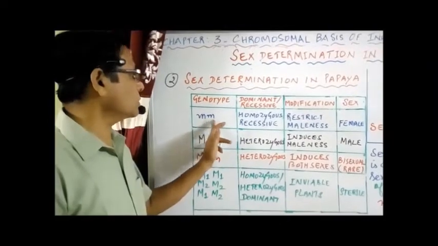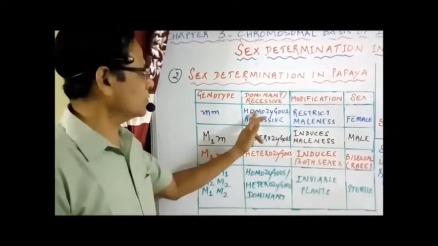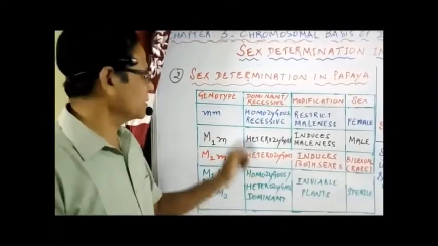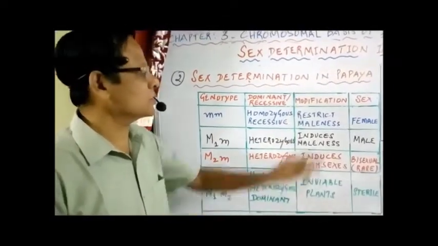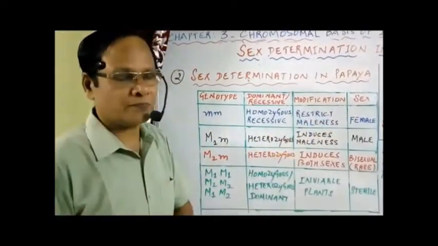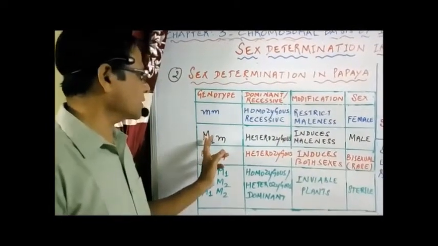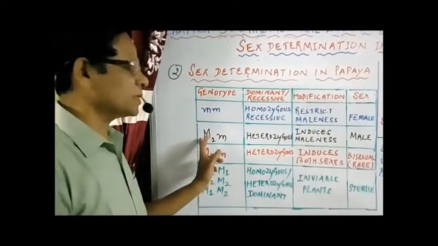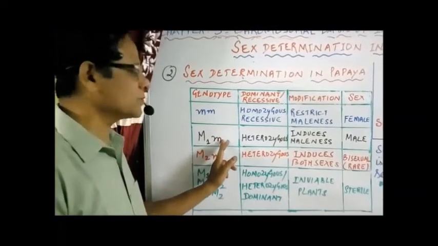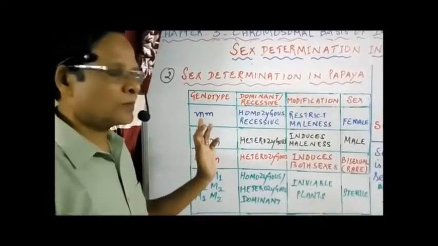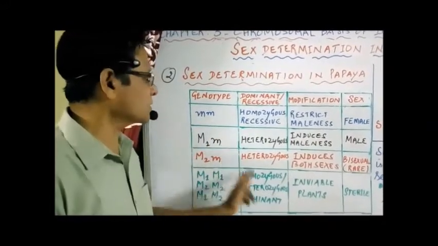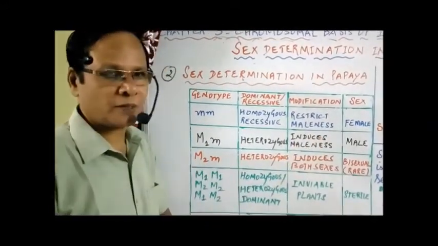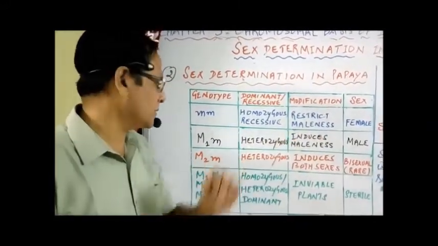If both are recessive genes, that is homozygous recessive, these 2 genes restrict the development of maleness, so the individual becomes female. Then if you take, for example, the heterozygous condition, that is dominant M1 and recessive M, the result is male. This is because this heterozygous condition induces maleness.